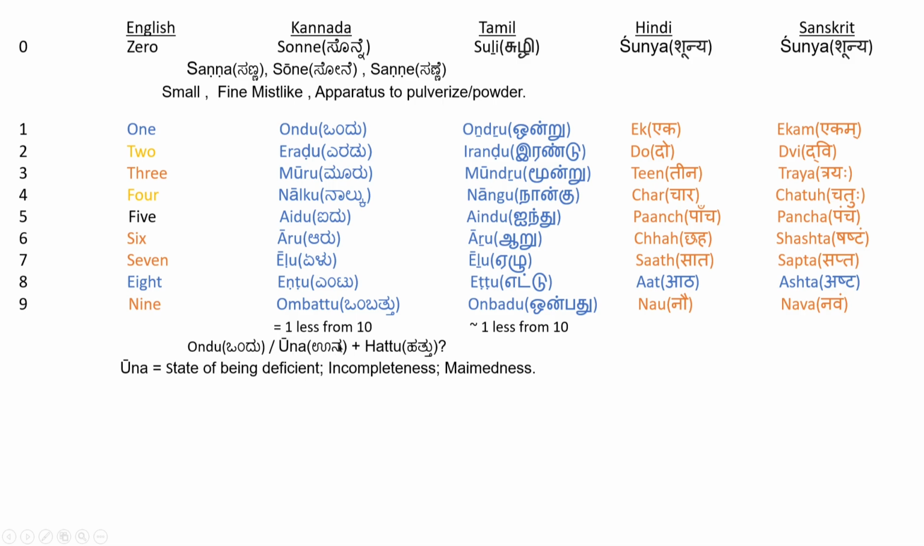But it could also be that instead of ondu, it's una here. Una means a state of being deficient or incomplete. This una also occurs in Sanskrit and Latin, so maybe Kannada got affected by it. But there was another older word for 9 in both Tamil and Kannada, which was used, but later possibly it was changed to this representation for whatever reason. Maybe it sounds better using this in future words. Anyways, so this is about it.